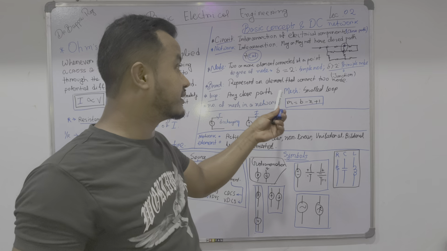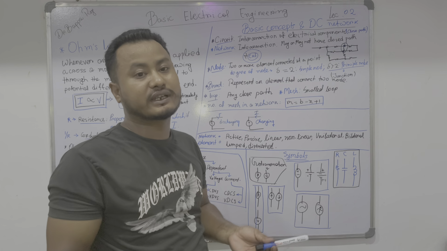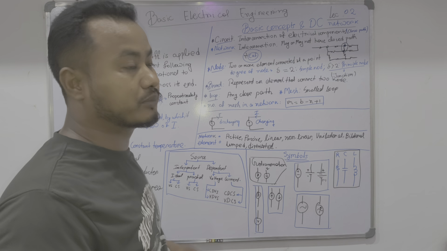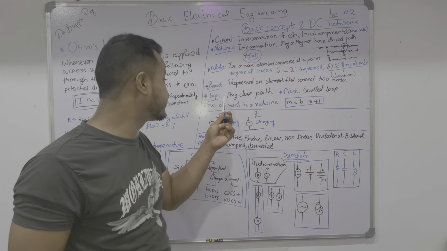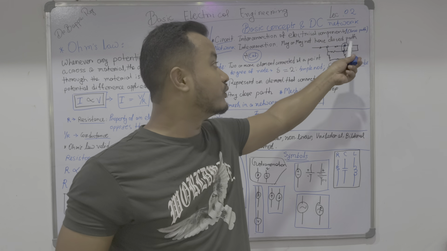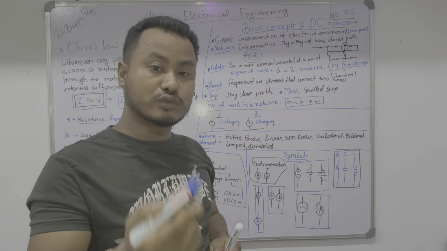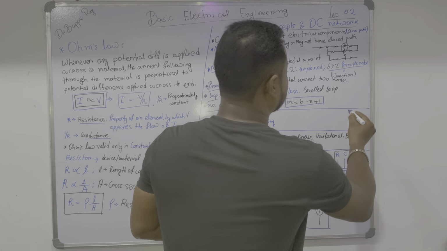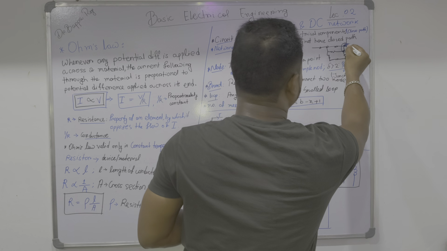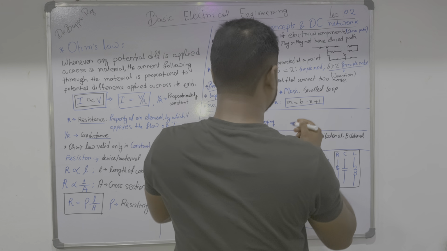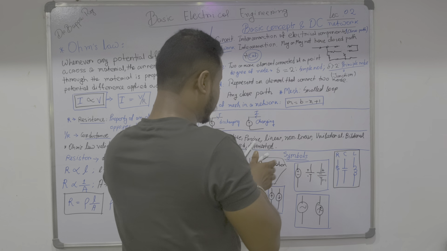Then branches, which hold at least one element or electrical component. Then a junction. A junction is where more than two components are connected. That point is called a junction. Here, this point, if we redraw it properly, you can see that point.